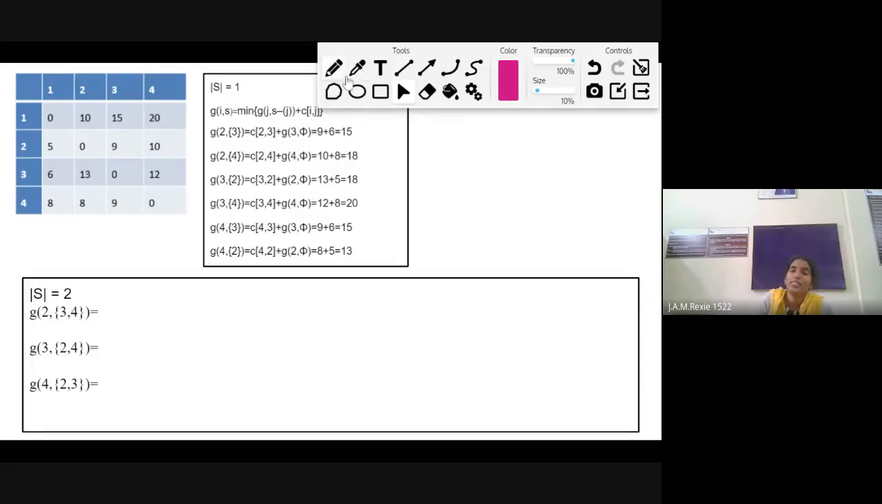Fine. Next, we are increasing the size of S to 2. Again, i should not be equal to 1, so i can be 2, 3 and 4. When i is 2, the set size is 2, right? So the other two vertices, 3 and 4, will be taken. If i is 3, the remaining 2, 4 will be taken. If i is 4, the remaining 2, 3 will be taken.